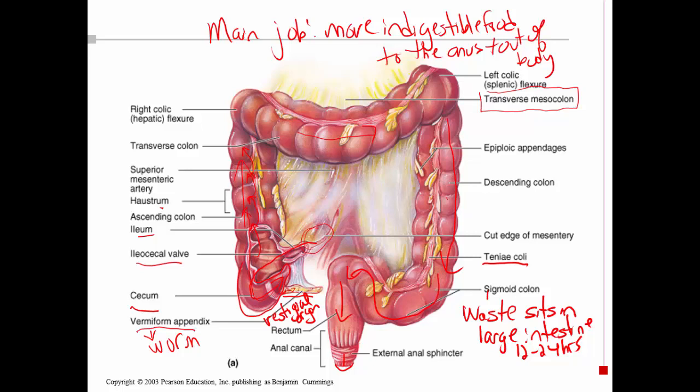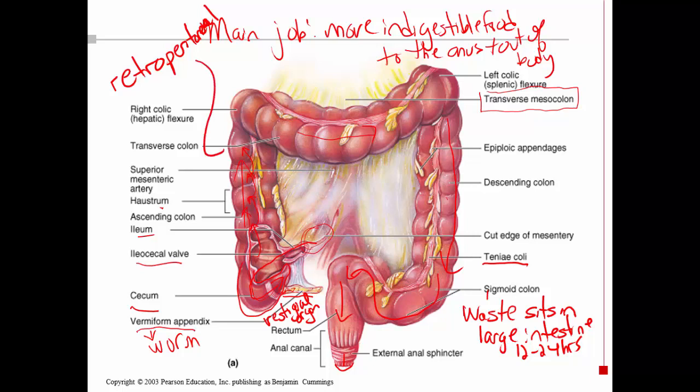By the way, most of the colon is retroperitoneal. So remember, this means outside the peritoneum. And that would include all of the colon except for the transverse. So ascending colon is retroperitoneal, descending colon is retroperitoneal.